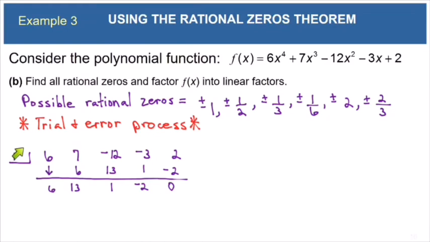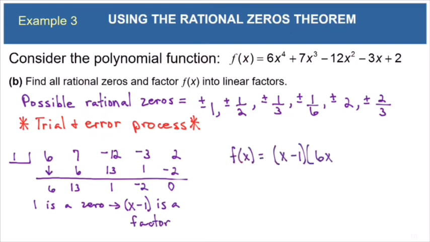And guess what? We just found out that 1 is a 0 of this function. So that tells us for sure that x minus 1 is a factor. And now what we have is we've broken our function down into two factors, the x minus 1 that we divided by and the quotient from that division process. So f of x is now x minus 1 times 6x to the third plus 13x squared plus x minus 2. If you took the time to multiply these two factors back together, it would go back to looking like this. All we've done is factor out an x minus 1.